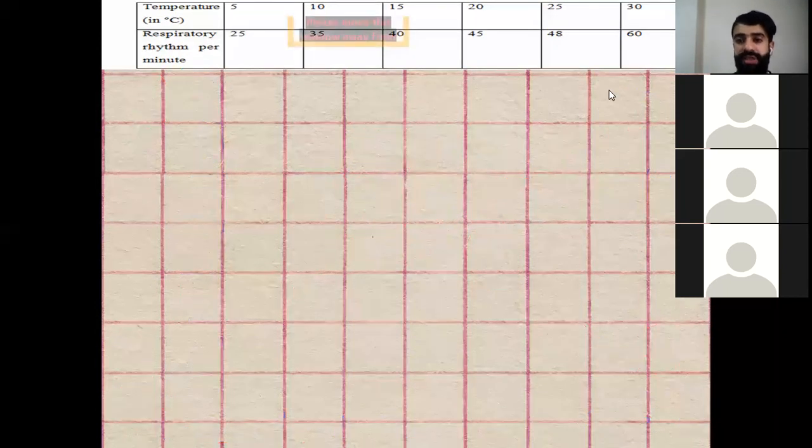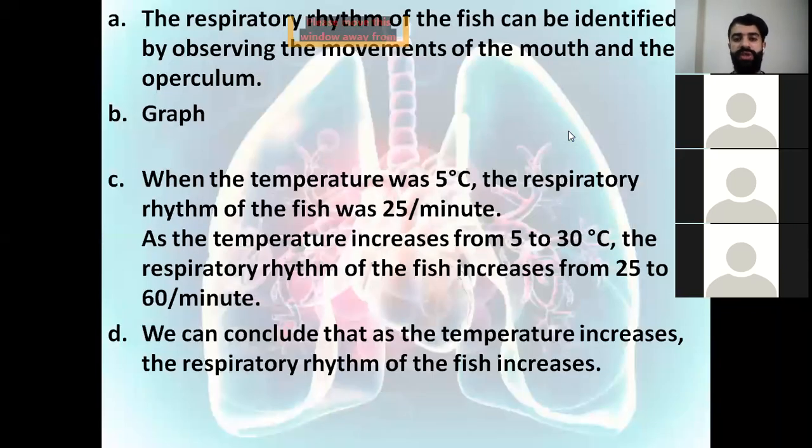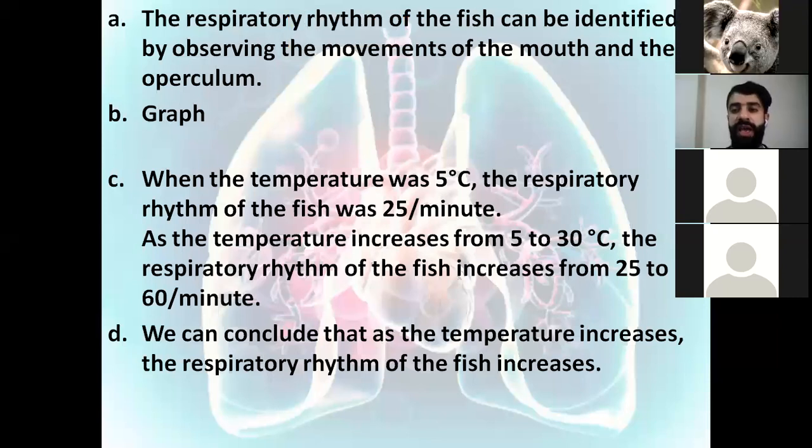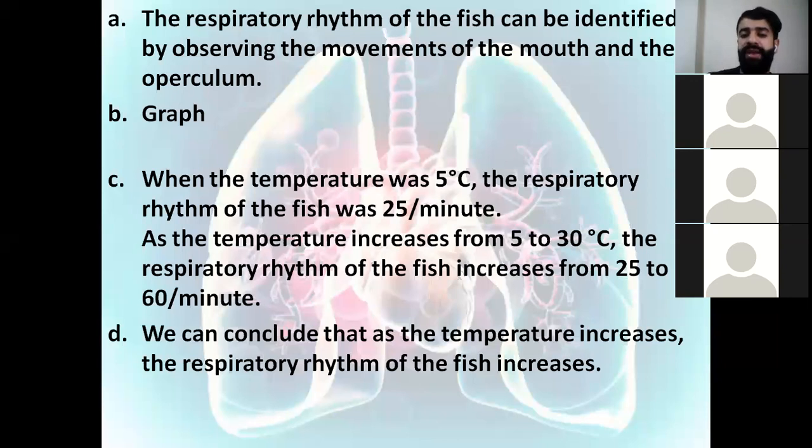So how can we analyze this? When the temperature was 5, the respiratory rhythm of the fish was 25 per minute. As temperature increases from 5 to 30, the respiratory rhythm of the fish increases from 25 to 60 per minute. They said respiratory rhythm per minute. What can we deduce? That as the temperature increases, the respiratory rhythm of the fish increases. So you have to pay attention to the graph, how to draw a graph, and how to analyze this.